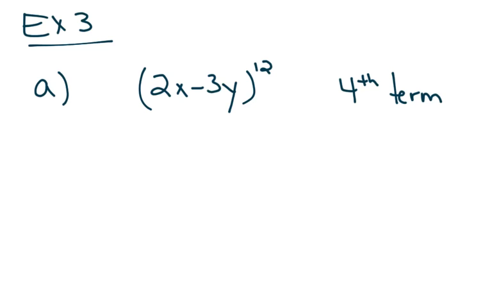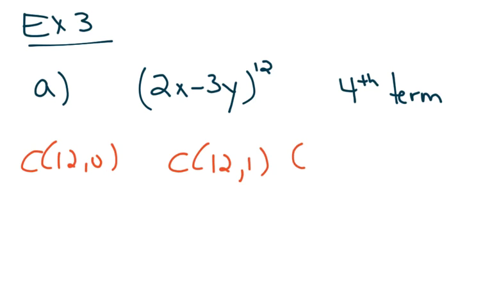So for example, in example 3a, I want to find the fourth term in the expansion of 2x minus 3y to the 12th. Well, how am I going to find that? I'm going to give you a very simplistic formula for figuring out what the fourth term is going to be. Each time you go to another term in the expansion, if this is raised to the 12th power, then the first term is going to be C12 0, the next term is going to be C12 1, the next term is C12 2, and then the fourth term is going to be C12 3.